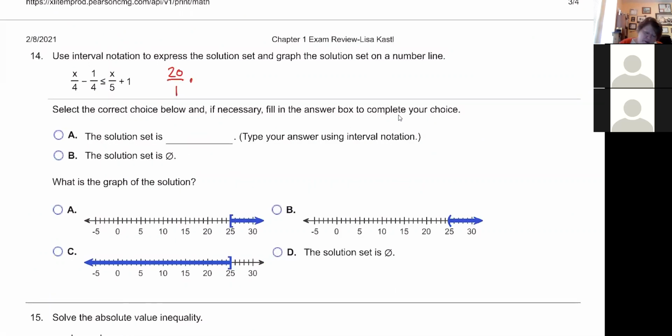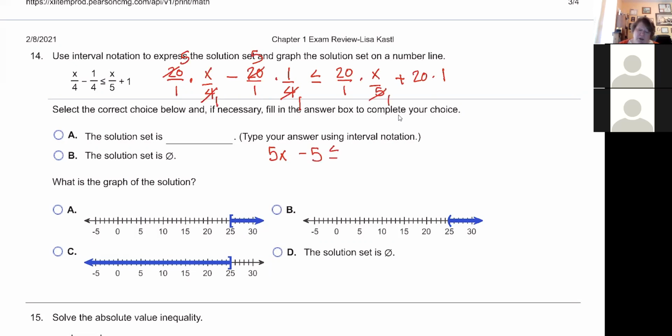So I'm going to multiply the first term by 20. I'm going to multiply the second term by 20. On the right-hand side of the inequality, I'm going to multiply the first term times 20. And I'm going to multiply the second term times 20. So I multiplied everything by 20, except that that's a 1, not a 2. Okay, so what happens when I multiply by the least common denominator? Well, the denominators cancel. 4 will go into 20 5 times, so I have 5x. 4 will go into 20 5 times, so I got minus 5. 5 will go into 20 4 times, so I get 4x plus 20. So now I just solve it like I would in an equation.